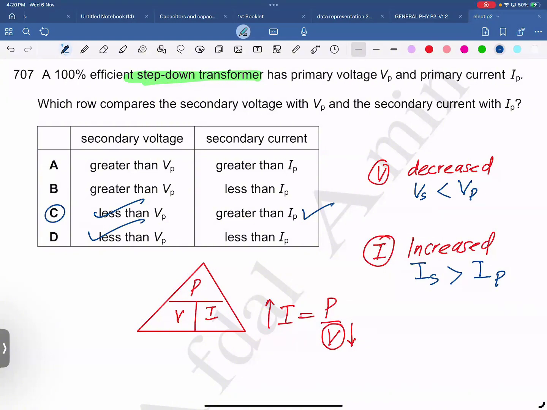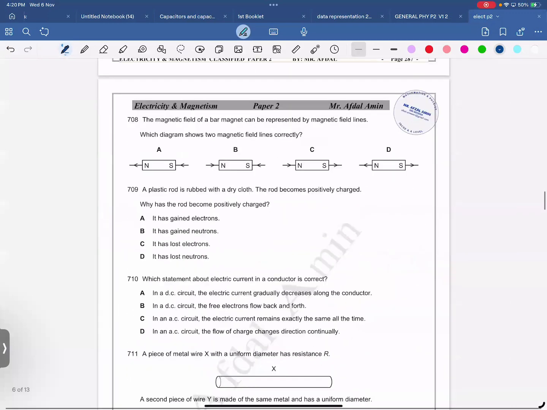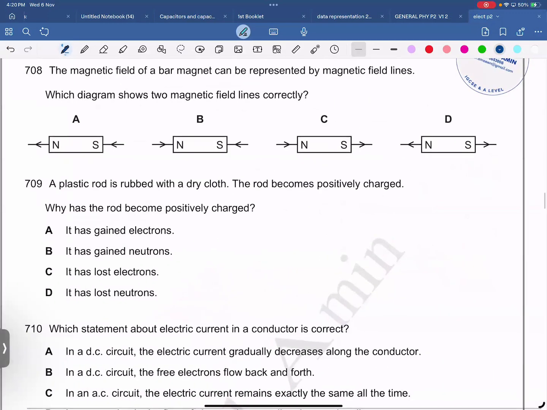Let's go to question number 8. The magnetic field of a bar magnet can be represented by magnetic field lines.